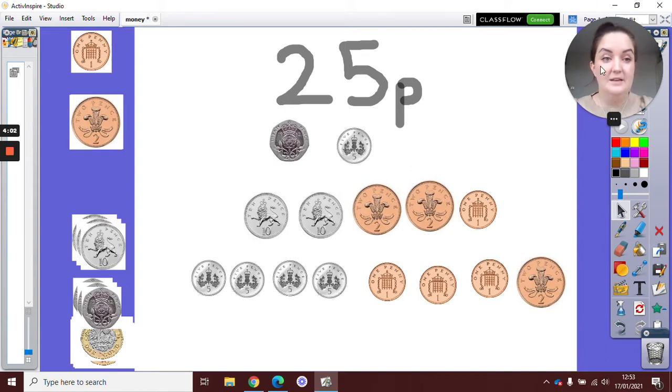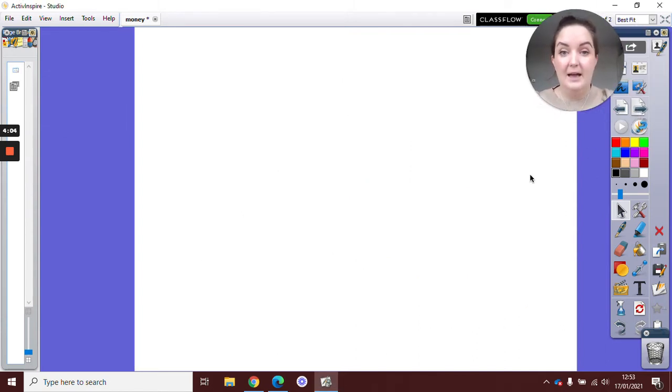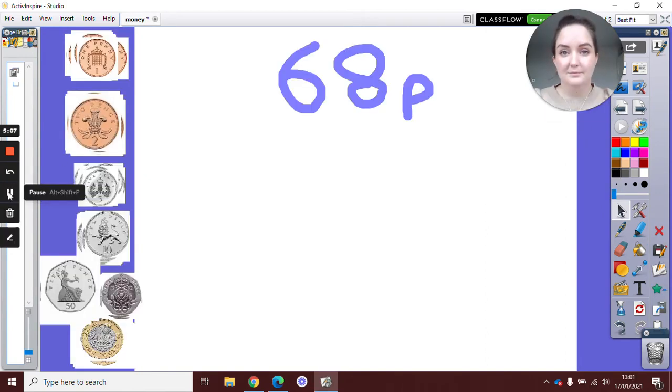So let's see if we can challenge ourselves and make a little bit of a bigger amount. Okay, so for our next challenge, we are going to be doing 68p. Now we've got to think of 3 different ways to make 68p. I'm going to be using my partitioning skills again. So I've got a 60 and I've got an 8. 68. Right, now how can we make 60?